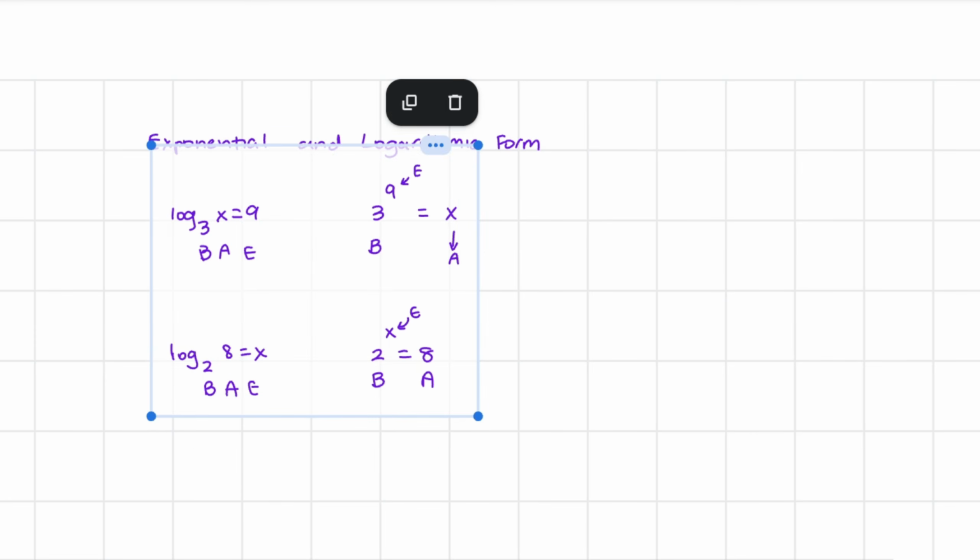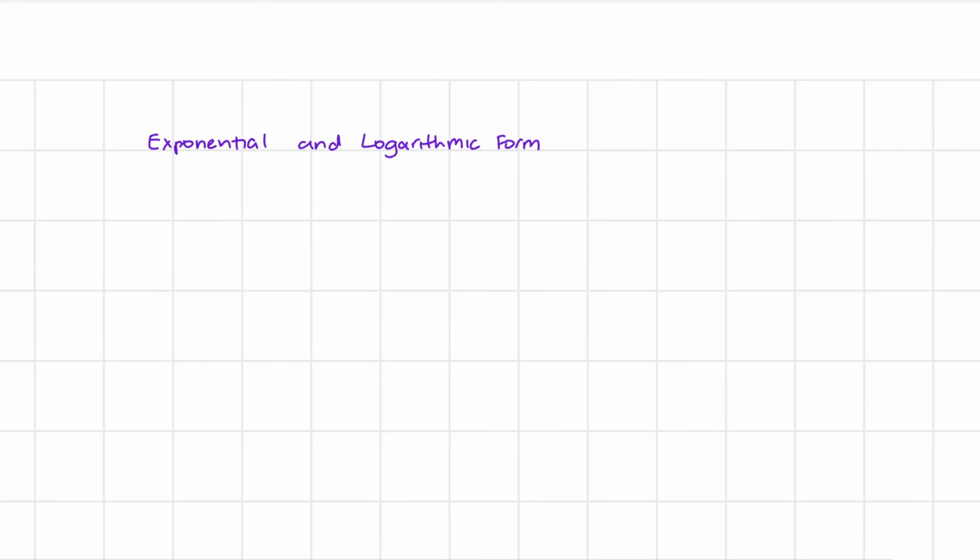Now, what about moving from exponential to logarithmic form? What if we had x is equal to 3 to the power of 2? This is the reverse of what we previously did. So as you can see, x is the answer, 3 is the base, and 2 is the exponent. Now, what if we wrote this in logarithmic form? Remember BAE? So it would be in that order. So log base 3, the base, of x, the answer, is equal to 2, the exponent.